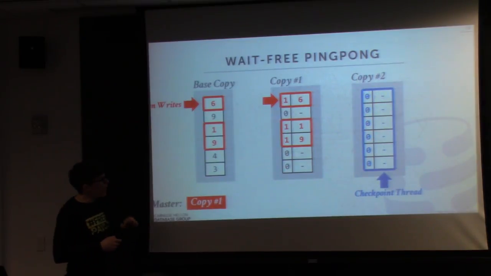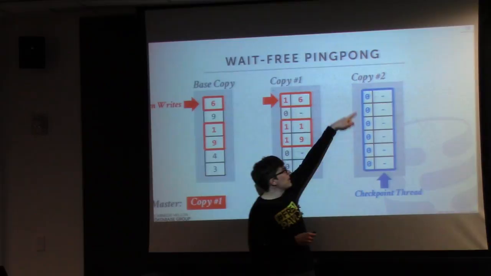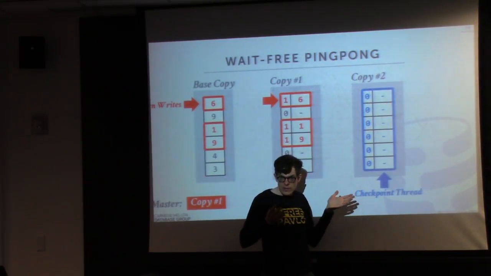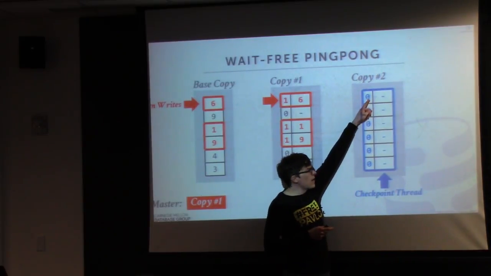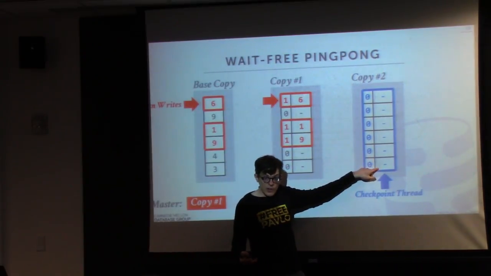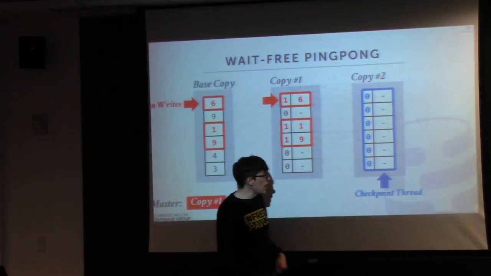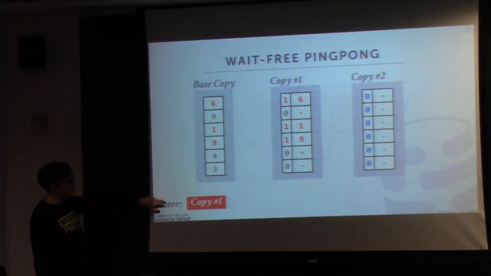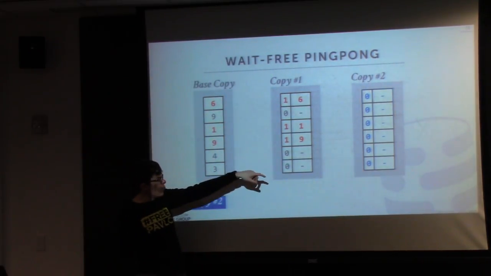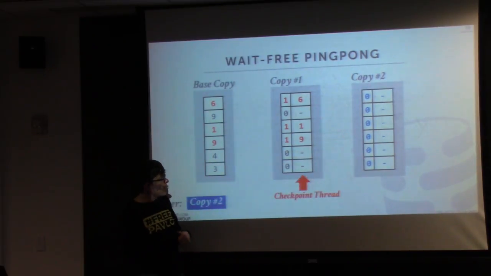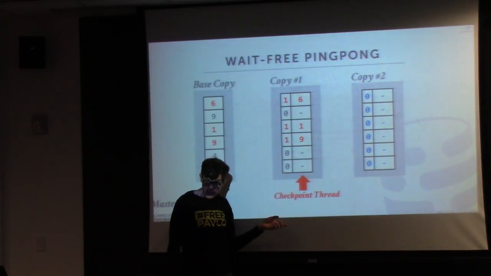What's going to happen here is that we're going to reset the bitmap in the old shadow copy to be all zeros, because that means the data is clean. And in my example here, I'm showing that you're also resetting all the values. You don't technically have to do this, because you're just going to overwrite them with the new values as transactions update them, but for simplicity, I'm showing that they get zeroed out. Then we switch the master pointer to be copy number two, and copy number one becomes the shadow. So our checkpoint thread can come along now and write out the contents of this.